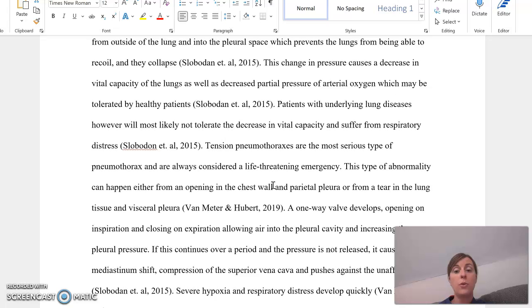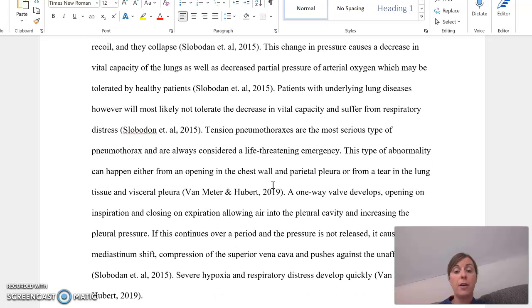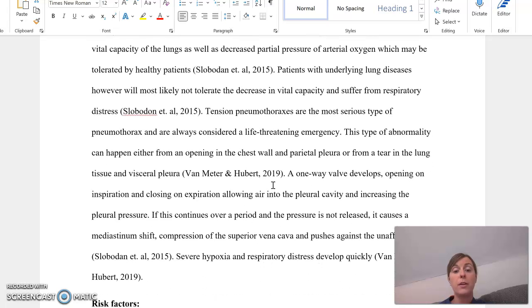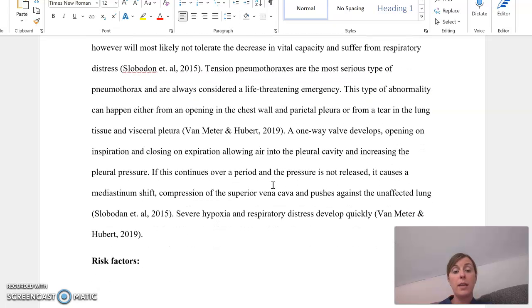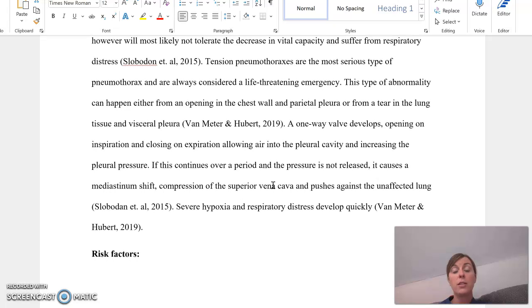So tension pneumothoraxes are another type of pneumothorax, and these are considered the most serious type. They're always considered a life-threatening emergency. This abnormality can happen from either an opening in the chest wall and parietal pleura or from a tear in the lung tissue and visceral pleura.